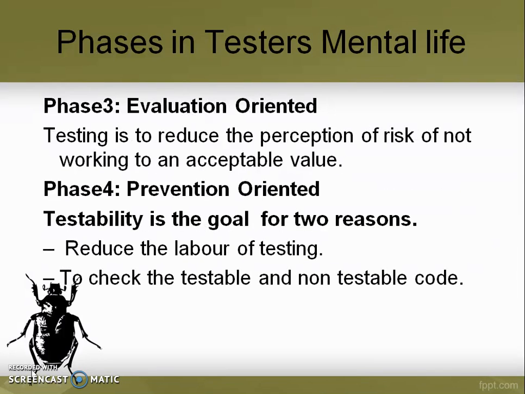Phase 3, evaluation oriented. Testing is to reduce the perception of risk of not working to an acceptable value. Phase 4, prevention oriented. Testability is the goal for 2 reasons. Reduce the labor of testing to check the testable and non-testable code.